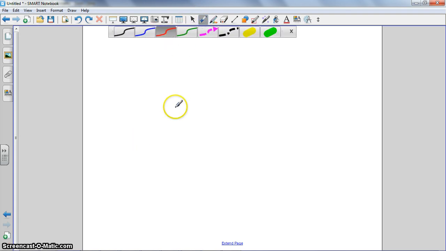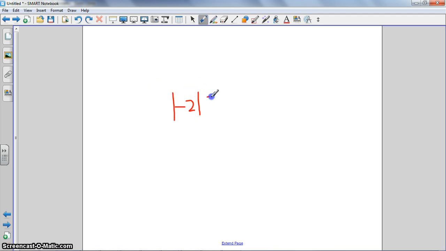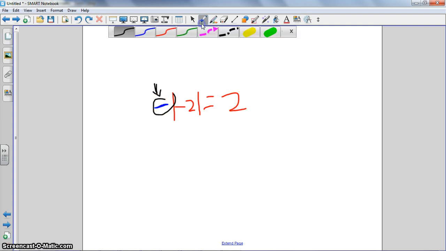If you have the absolute value of negative 2, well, how many spaces is negative 2 from 0? 2 spaces, so that would be 2. The only thing that would be a little bit different is if there's ever a negative out in front. The way that you would read that is, what is the opposite, that's what this means, of the absolute value of negative 2? Well, the absolute value of negative 2 is positive 2. The opposite of positive 2 is negative 2.